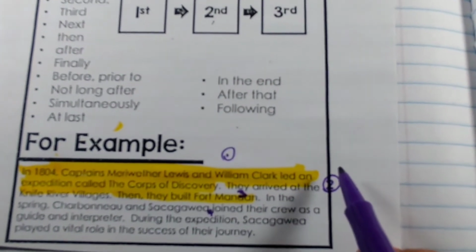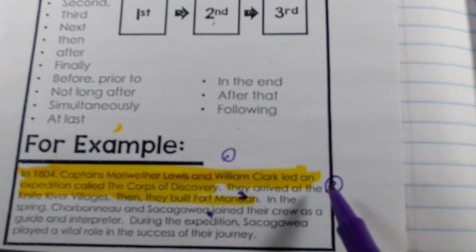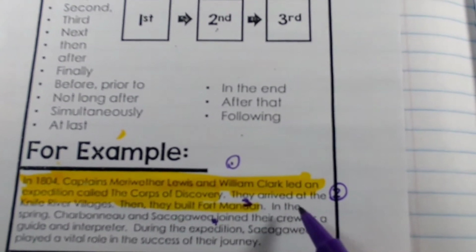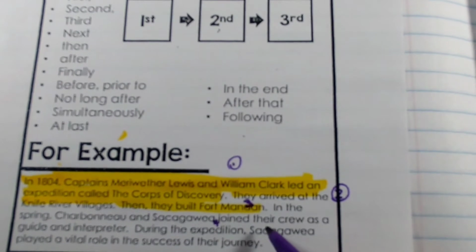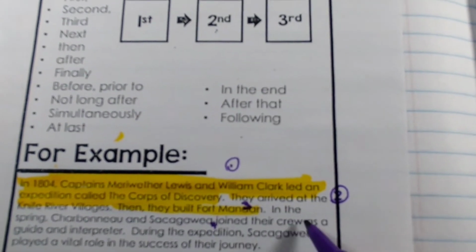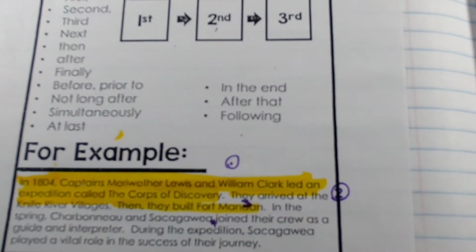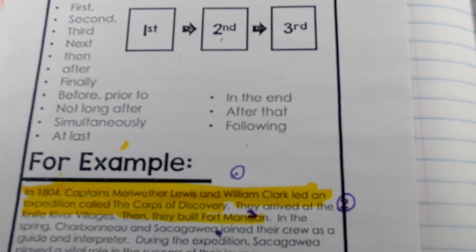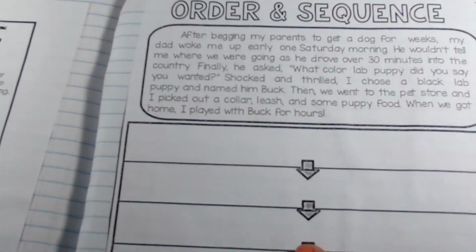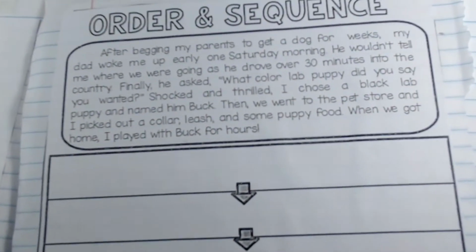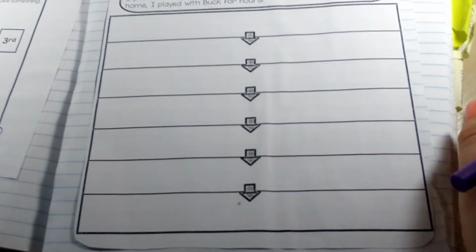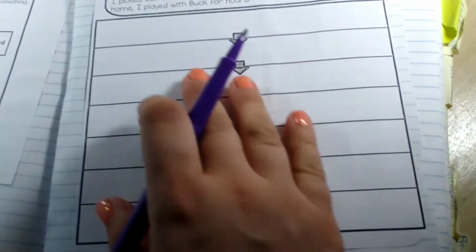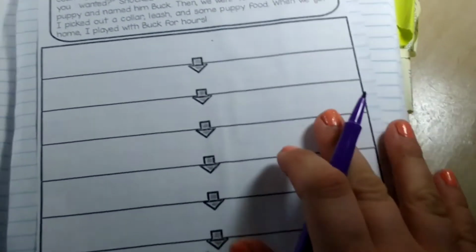They left on the expedition. They arrived at Knife River villages. They built Fort Mandan, and then Sacagawea and Charbonneau joined their crew as guide and interpreter. So now I'm going to go over here and I'm going to read this. This is called a flow chart. It tells us where everything falls into what happened first, second, third, fourth, fifth, sixth, and so forth.